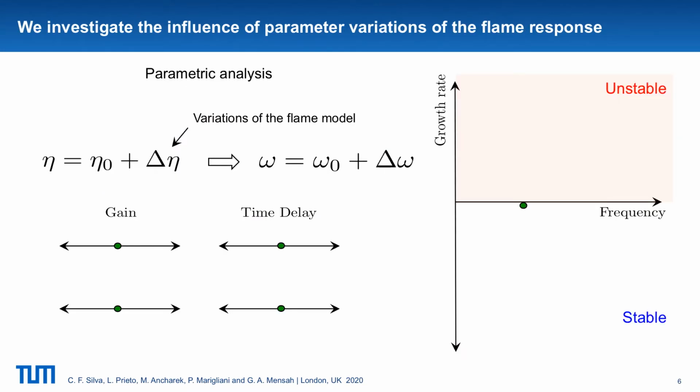After solving the eigenvalue problem, we obtain this eigenfrequency that can be represented in the complex plane, as we see here by this dot. This is all at a nominal point, with an example of a flame response given by a gain and a time delay. Now assume we want to perturb the gain and the time delay, then we expect shifts in the eigenfrequency. We can see here that small perturbations lead to small changes in the eigenfrequency, and large perturbations lead to large changes in the eigenfrequency.